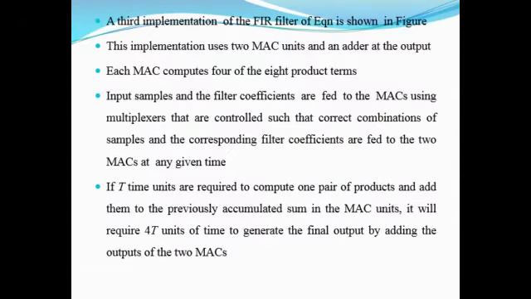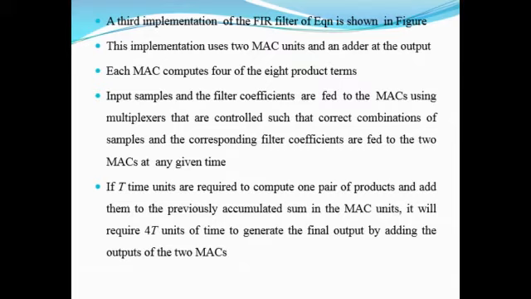But this implementation uses 2 MAC units and an adder at the output. And each MAC computes 4 of the 8 product terms. It means one MAC unit produces 4 product terms, and the other MAC unit is producing 4 product terms. In total, it is 8 product terms produced by 2 different MAC units. So the complexity is simpler when compared to the 8 MAC units which were used in the pipelining implementation.